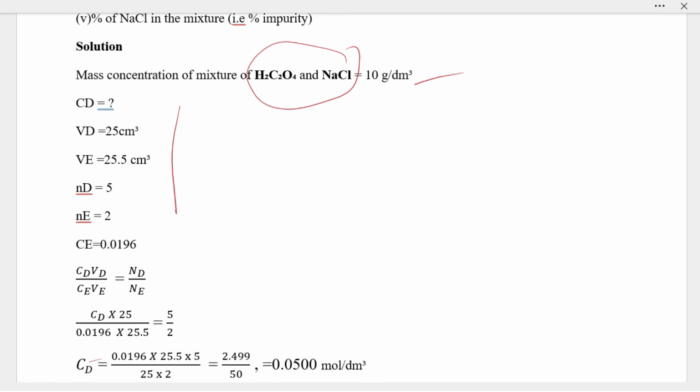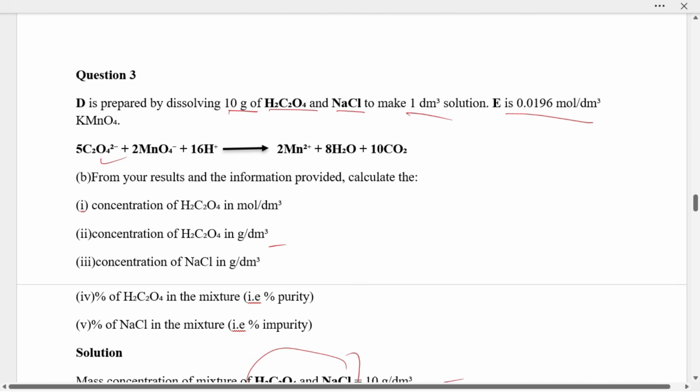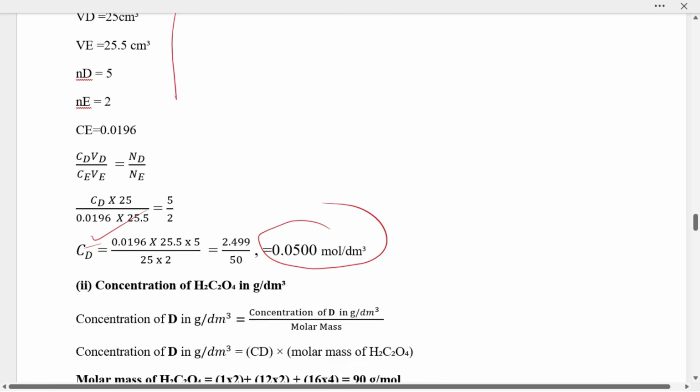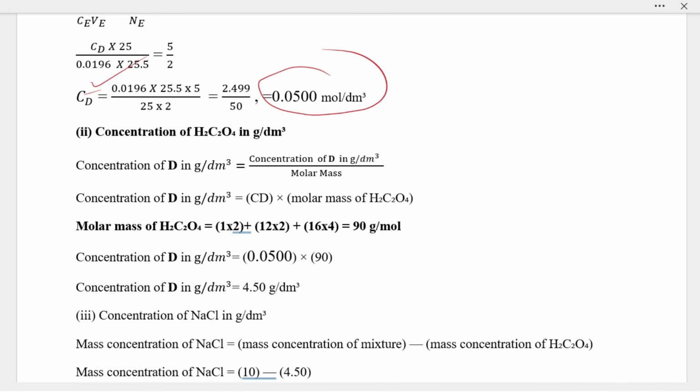When you calculate your CD, you're going to have 0.05 mole per dm³. Did you get that? I expected you to be doing it the way I'm doing it, so that tomorrow you will know what you are doing. When you calculate the concentration in gram per dm³, just change it to gram per dm³. Our molar mass is already 90. You can see the way it's being worked out. So everything will give us 4.5. So this is the gram of the oxalic acid.